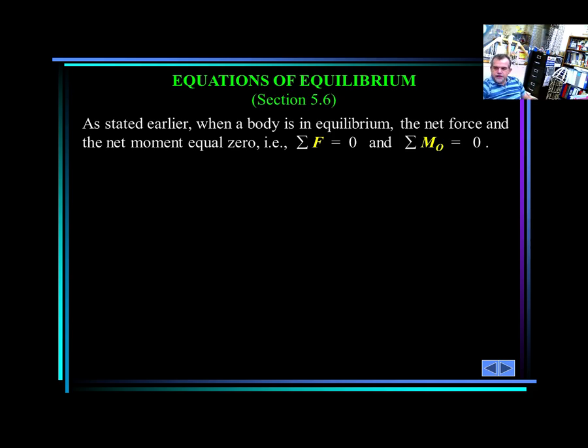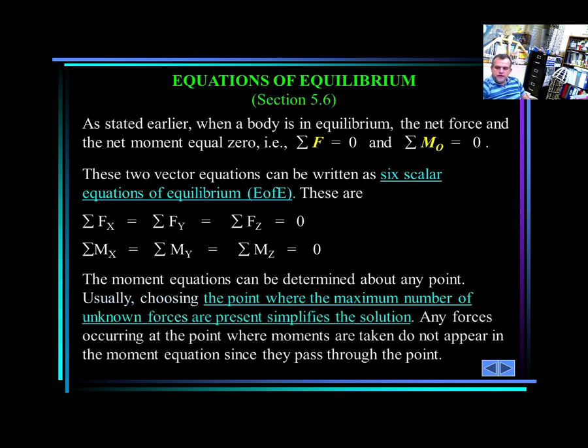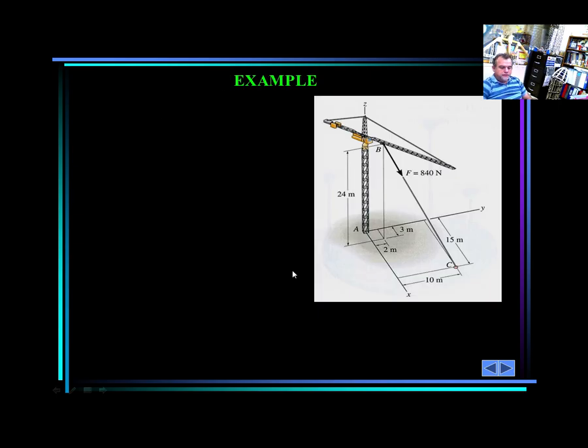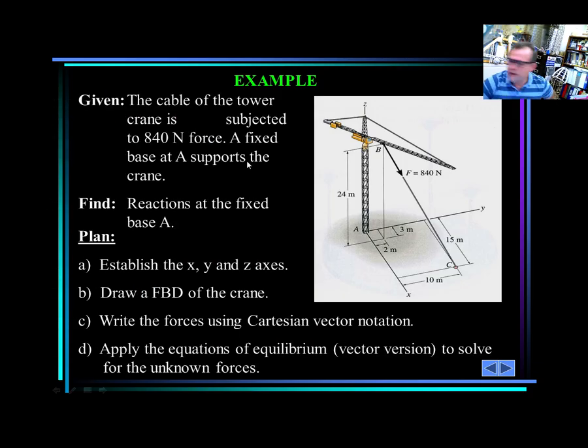When a body is in equilibrium, the net force and the net moment is 0. That means that you have either vector equations or you have 6 scalar equations of equilibrium. Okay, let's do this example. It says you have the cable of the tower crane subject to a force of 840 Newton. A fixed support at the base A supports the crane. Find the reactions at the base.